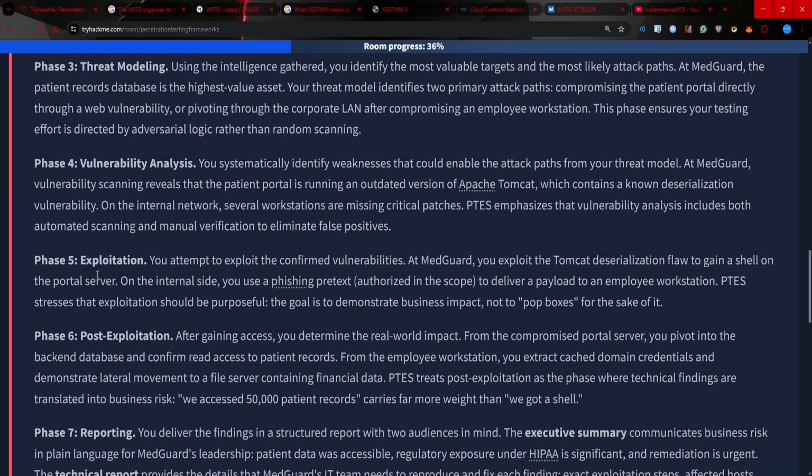Phase 5, exploitation. You attempt to exploit the confirmed vulnerabilities at MedGuard. You exploit the Tomcat deserialization flaw to gain a shell on the portal server. That's crazy. On the internal side, you use a phishing pretext authorized in the scope.